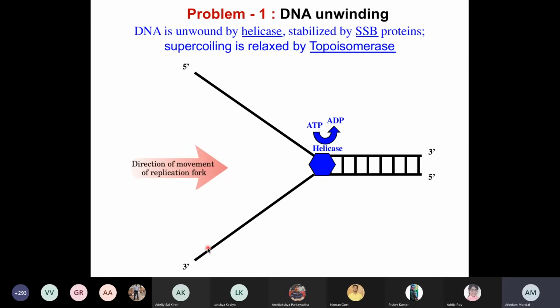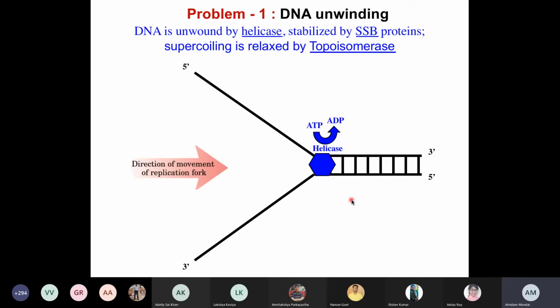So this is the replication fork. Because of this unique structure, this is known as a fork. Okay, replication fork. While the helicase is unwinding the two strands of the DNA, it will be introducing supercoiling in front of the replication fork, and eventually those supercoiling structures will impose mechanical inhibition on the helicase, so that the helicase will not be able to unwind the two strands from each other anymore. And eventually the DNA replication would stop.